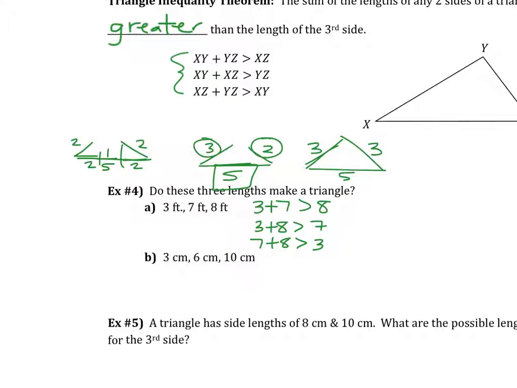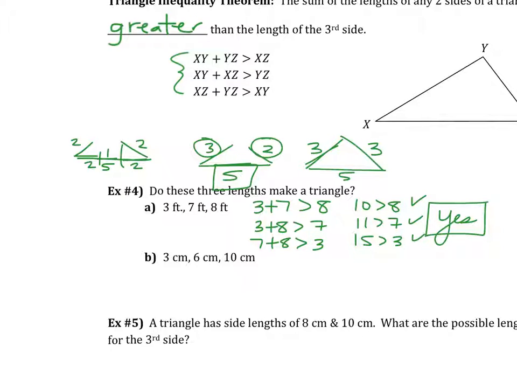Does this make a triangle? A does, B does not. So this is 10 is greater than 8, this is 11 is greater than 7, and this is 15 is greater than 3. Those are all true. So would it make a triangle? Your answer would be yes, okay?